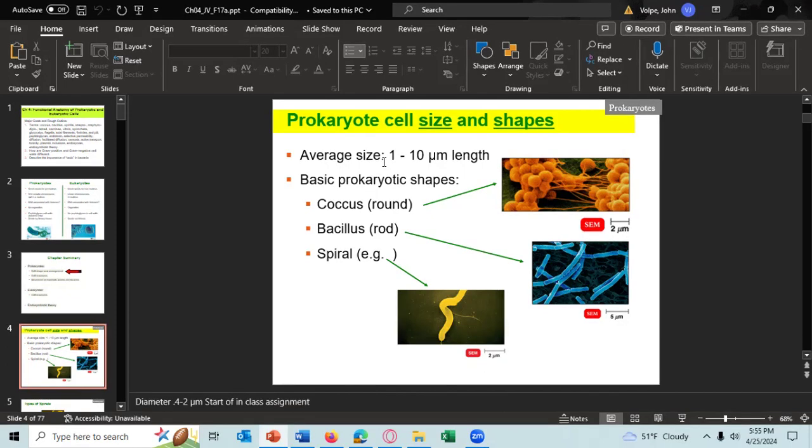They have different shapes, but they have 3 main shapes. So bacteria come mainly in 3 main shapes. A coccus, which is a round ball, shown here. A bacillus, which is a rod, shown here. And then a spiral, which is an S-type shape, shown here. And there are different shapes in bacteria, but most of them are some combination of these 3 shapes.